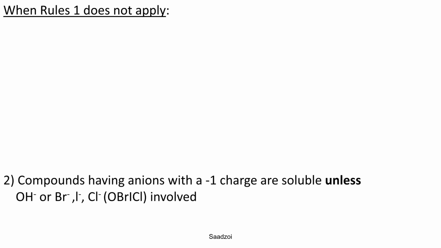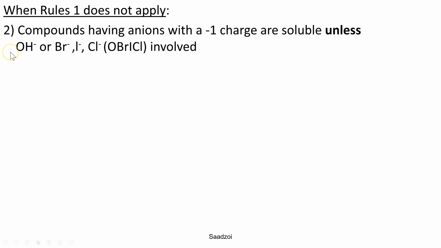All right, what about when rule one does not apply? Compounds having anions with a -1 charge are soluble unless. So -1, by and large, is soluble, but there are exceptions. So if you see hydroxide, bromide, chloride, iodide as the anion, you look at it more carefully. If it's anything else with a -1 charge, soluble. Move on. You don't have to analyze it. That's the way it works. So the way you remember this is O-BrICl. So O stands for hydroxide, BrICl is the rest.